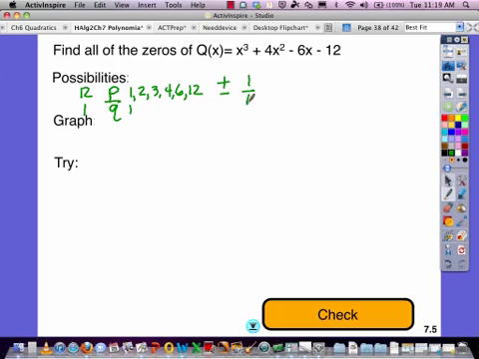1 over 1, 2 over 1, 3 over 1, 4 over 1, 6 over 1, and 12 over 1. And again, yes, all of them are plus or minus. So this time, we have the same total we had last time. Oh no, we have one more. We have 6 times 2, 12 possibilities. So again, the next step would be go to the graph.